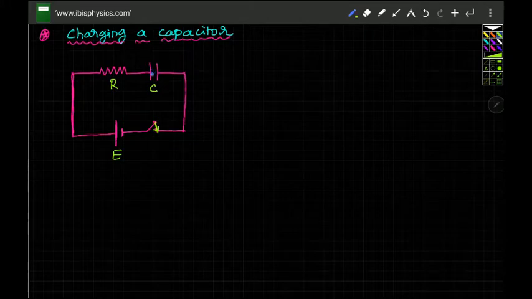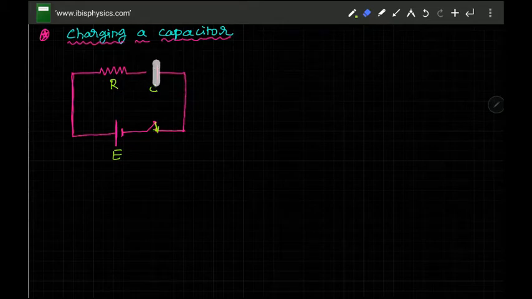That potential difference will be exactly equal to this EMF. By then there is no current in the circuit. So when the capacitor is fully charged, it behaves like an open circuit, that means no current in the circuit. When the key is closed, at time t equal to 0, there is no charge on the capacitor. It just behaves like a closed circuit. Only resistance is there in the circuit.